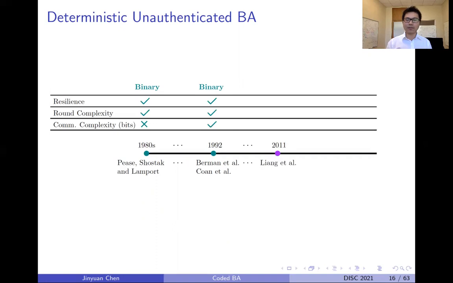Focusing on the multi-value BA problem, Liang and Vaidya in 2011 proposed a nice protocol that is optimal in resilience, but there is a gap in the round complexity and communication complexity. The result by Liang and Vaidya was improved recently by Ganesh and others, Loveland and others, and Nayak and others. But again, there is a gap in the communication complexity. This is an open problem. In this talk, we will focus on solving this open problem.